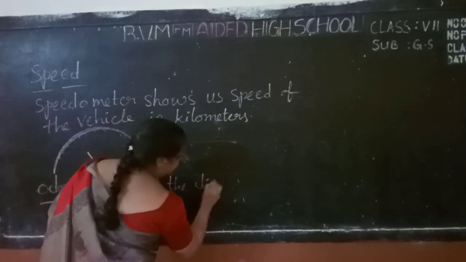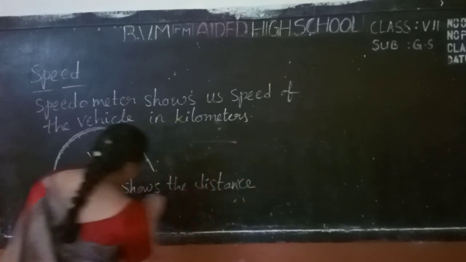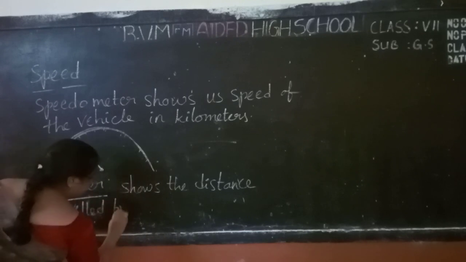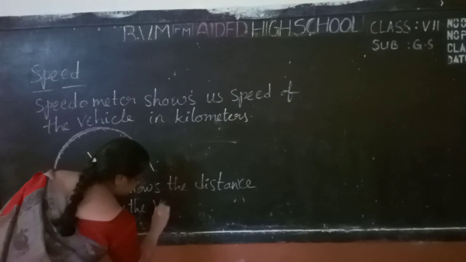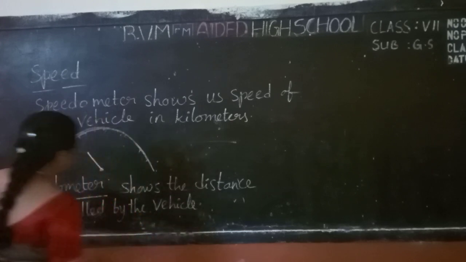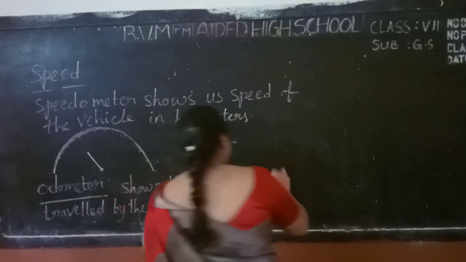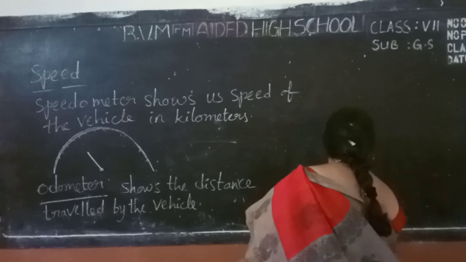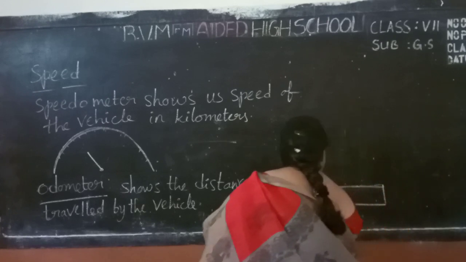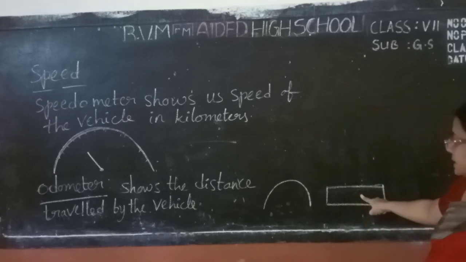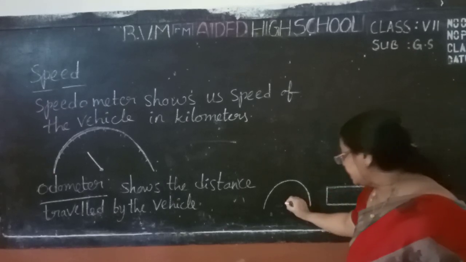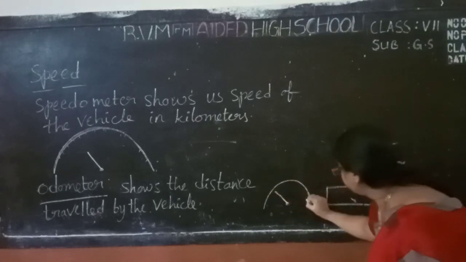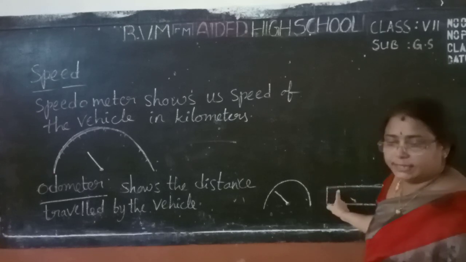Distance traveled by the vehicle. Have you understood, children? In some vehicles it is circular in shape, and in some vehicles the odometer is rectangular in shape like this. That is the needle and the point is here. The scale is here. It shows the distance covered by the vehicle.